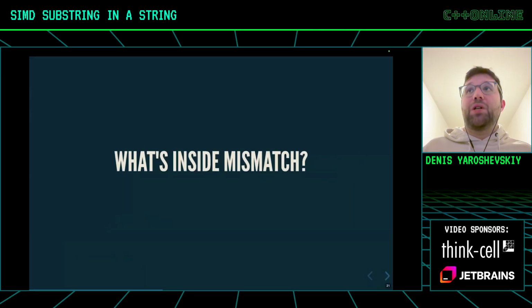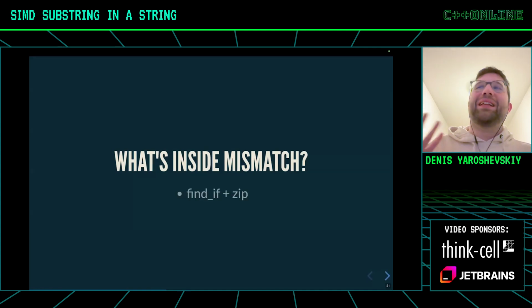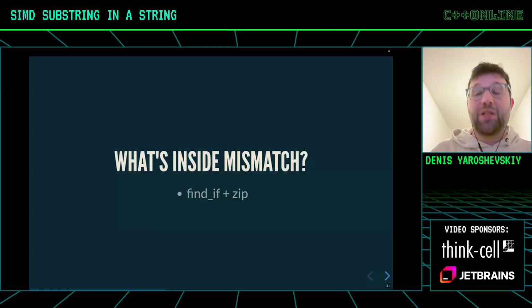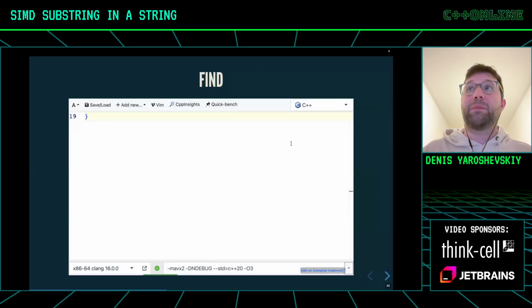So mismatch seems like what we want. Let's have a look inside. Unfortunately, it's a ranges library, and we worked really hard to make it composable. So inside, mismatch is just calling find_if plus zip. That's it, which is great for the library. It just doesn't explain very much about how it works. So instead of looking at mismatch, let's look at find, and let's implement find.